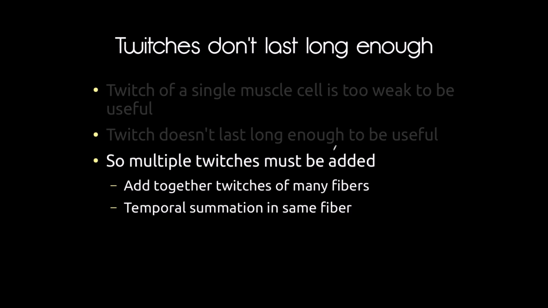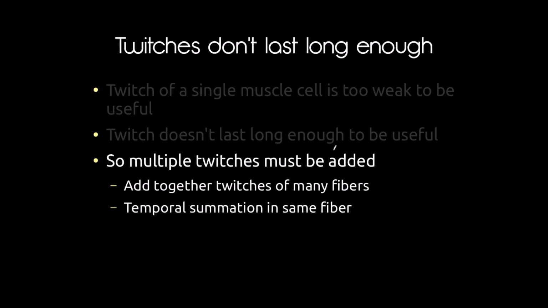Also, similar to what we were talking about earlier in the nervous system, about the temporal summation of graded potentials, we can also get temporal summation of twitches in the same fiber. So if it's stimulated rapidly enough, we can get temporal summation of these twitches in that same muscle cell. So we're going to talk a little bit more about what's going on specifically in each of these individual types of summation.